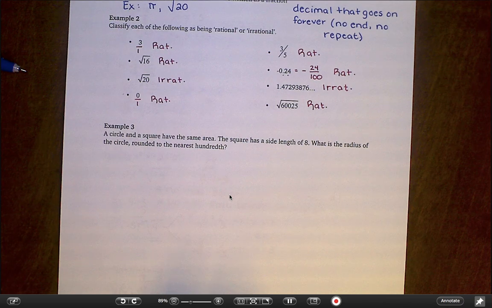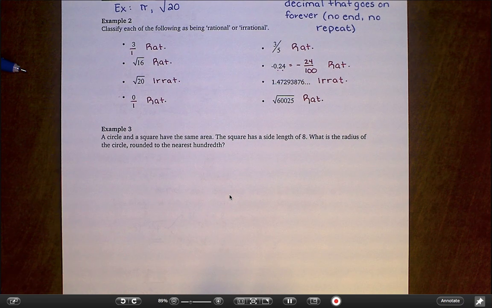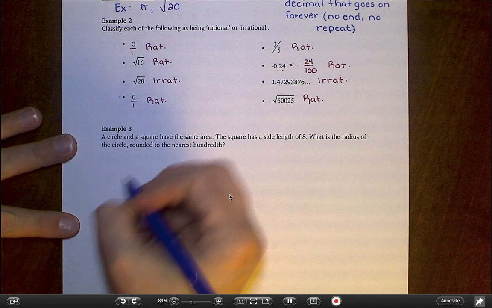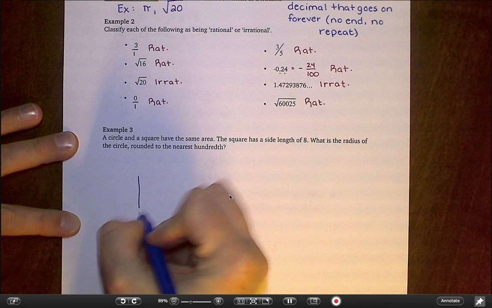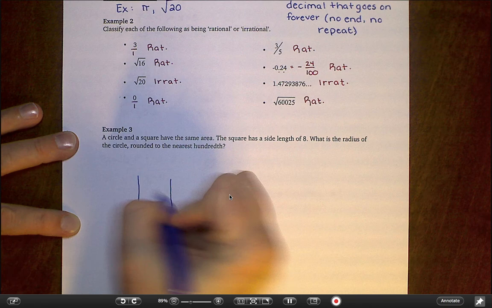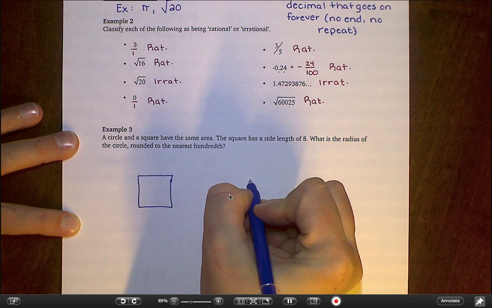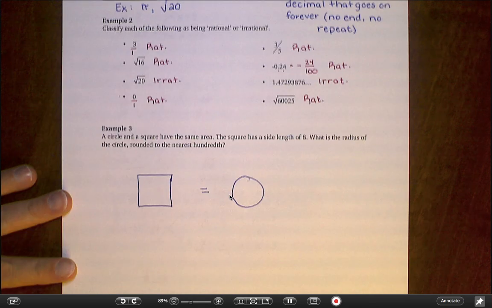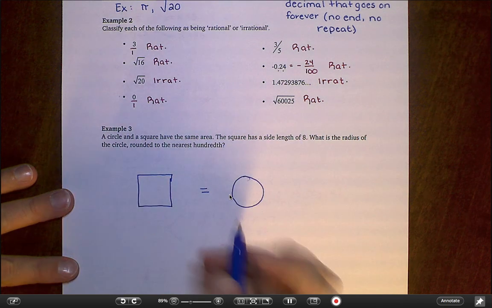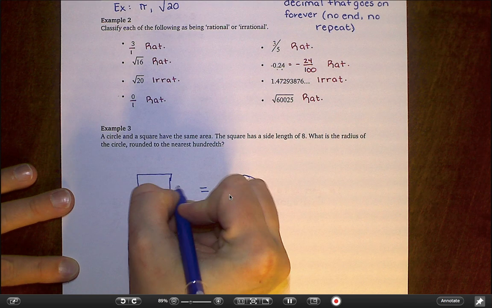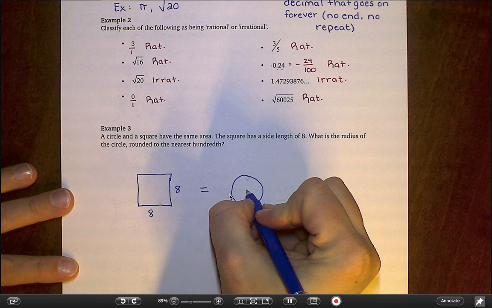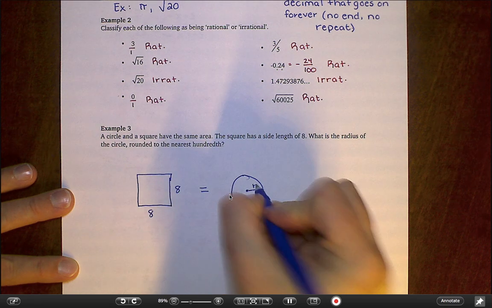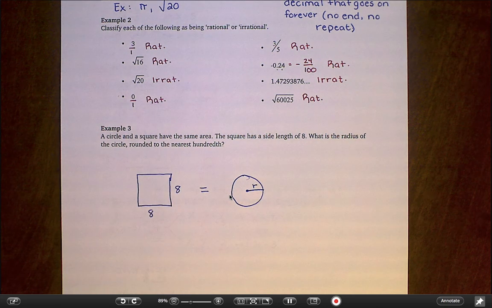And then example 3. And again, this example is going to be one that you're going to want to refer back to when you're looking at your quiz review later this week. A circle and a square have the same area. So let's draw our circle and our square. So here's my square. Here's my circle. Their areas are the same. The square has a side length of 8. And I want to know, what must the radius be of this circle to make it so that the areas are the same?